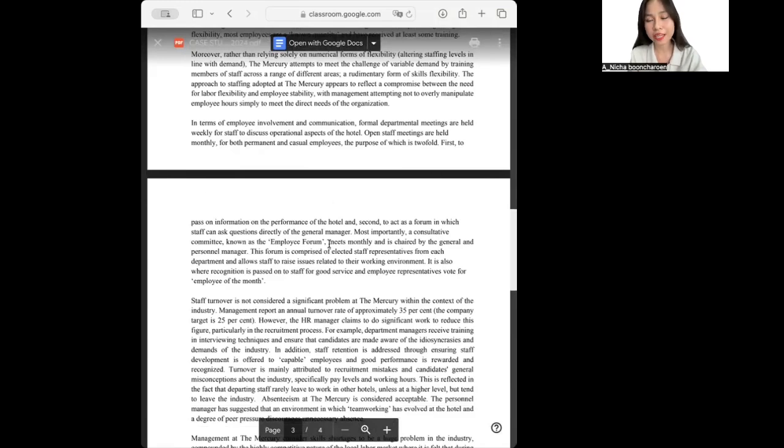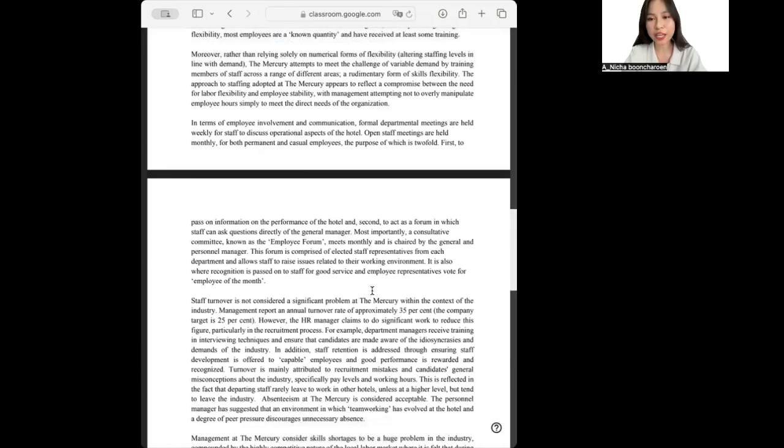Now, this part is also very important. It's about communication. To sum up, the Mercury Hotel has very good communication between the top managers and the frontline employees. They have weekly and monthly activities, which are meetings to be clear. In those meetings, the staff are allowed to ask questions of the top managers. So they're very close with each other, and that's a good thing. Like, you can ask your boss about anything.